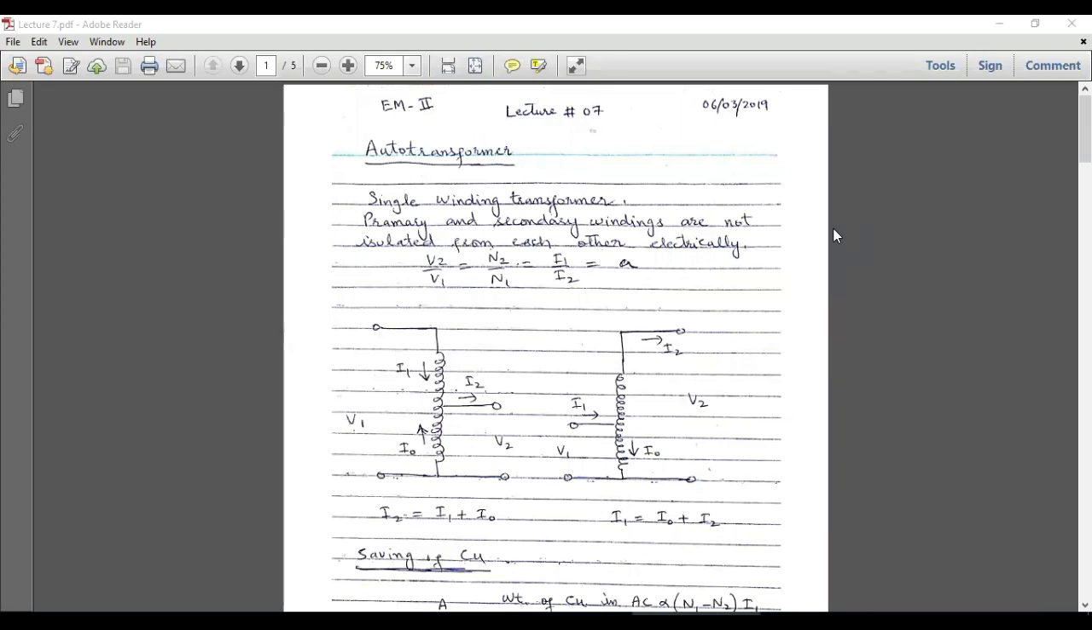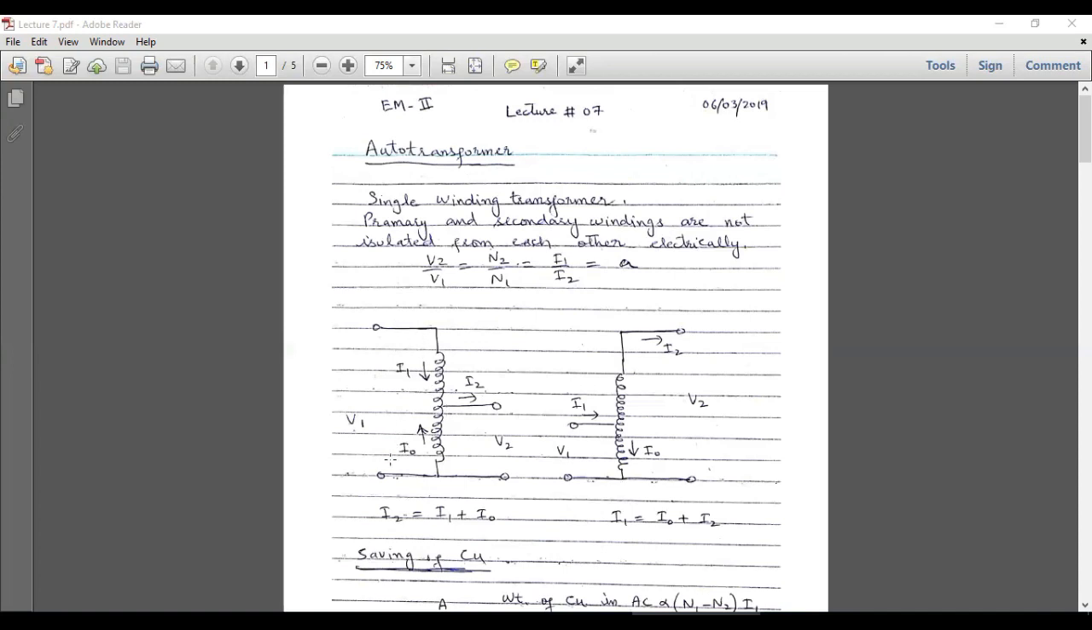In this lecture, I am going to demonstrate the auto transformer. So, auto transformer is a single winding transformer, and in this case, primary and secondary windings are not isolated from each other electrically. So, in auto transformer, the voltage transformation ratio is equal to the turn ratio, as is the case with a two winding transformer. So, V2 over V1 is equal to N2 over N1, and it is equal to I1 over I2, and this is equal to A. So the step down configuration of auto transformer is shown in this figure.